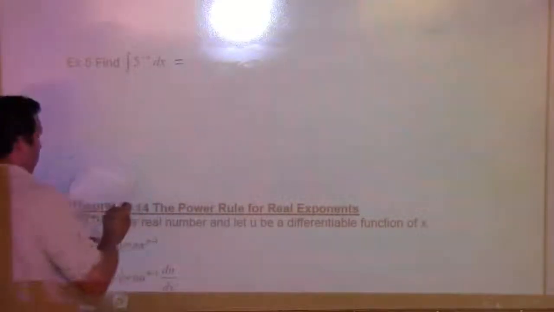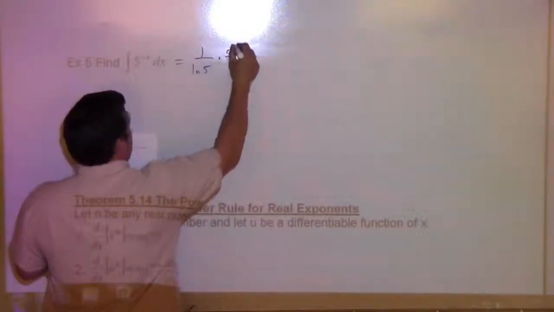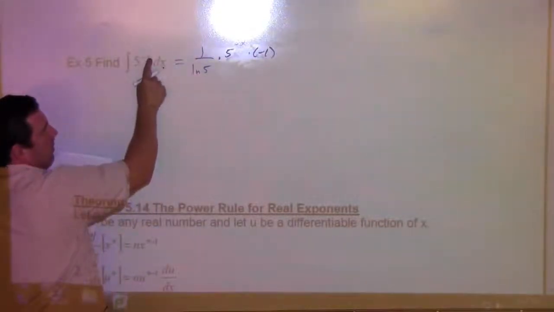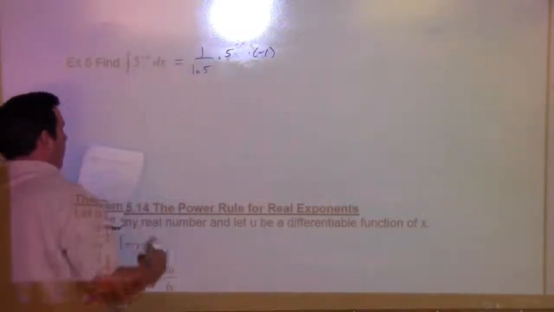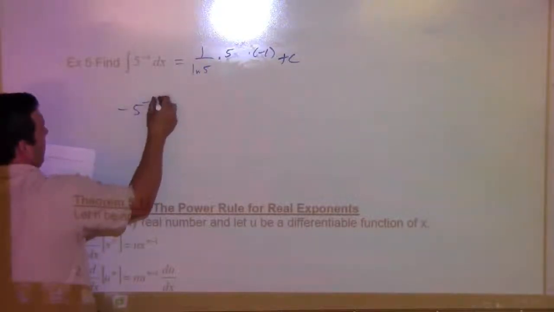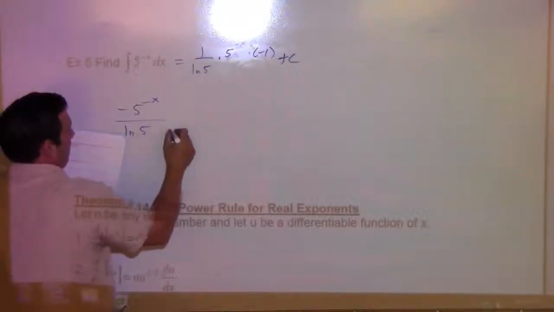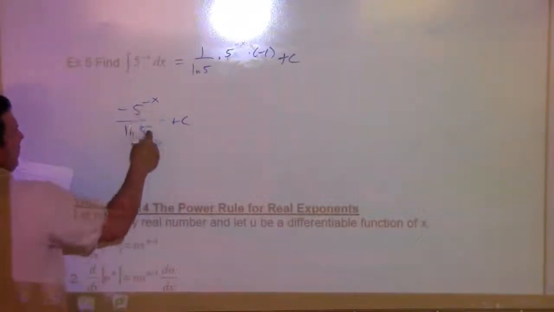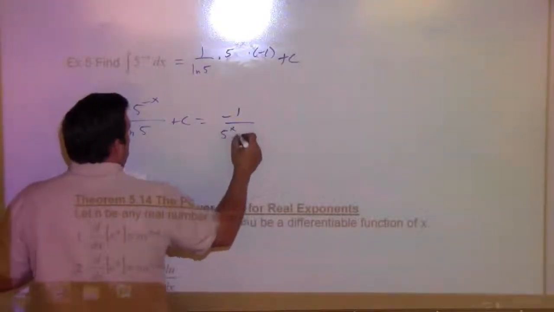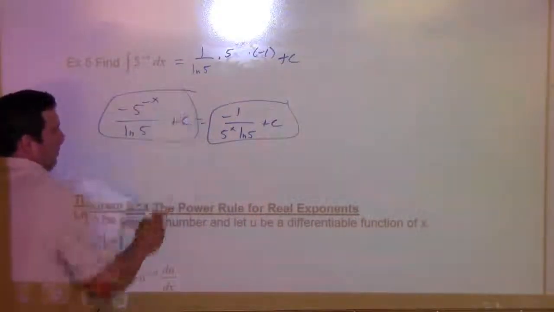So this integral is going to be 1 over the natural log of 5 times 5 to the negative x times negative 1, because this power, its derivative would have been negative 1, so you multiply or divide by negative 1 in the end, plus some constant c. So it becomes negative 5 to the negative x over the natural log of 5 plus some constant c. And you could move this down as well. You could call this negative 1 over 5 to the x natural log of 5 plus c. But I would take both these answers.